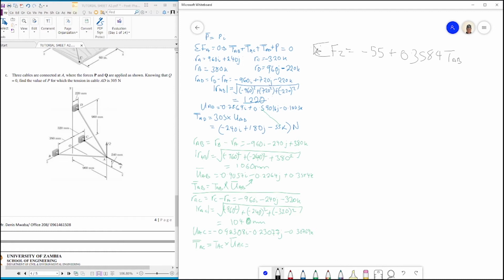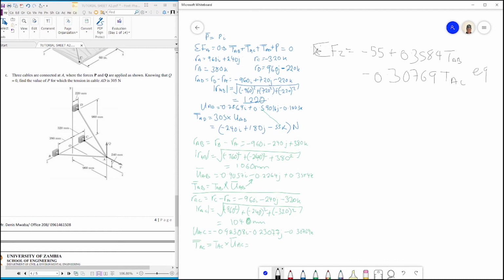And then for TAC we'll have minus 0.30769 TAC. Right, so that's what we have. We'll consider it as our equation 1.